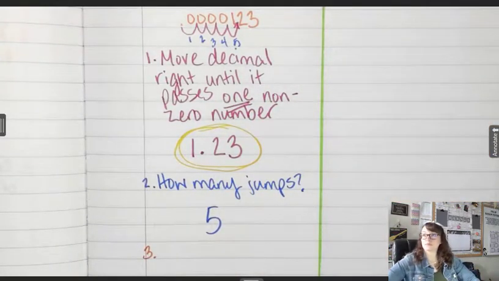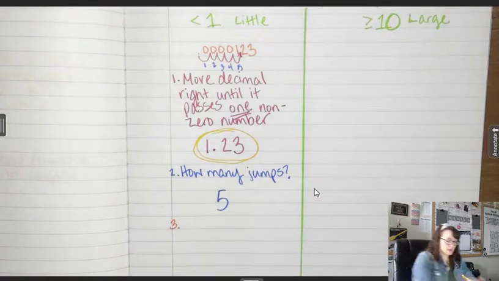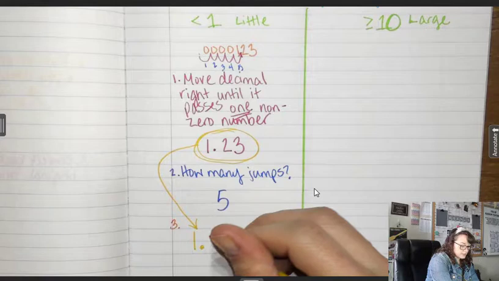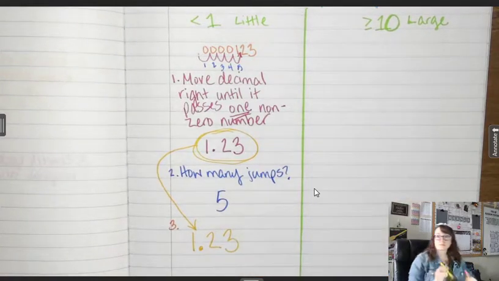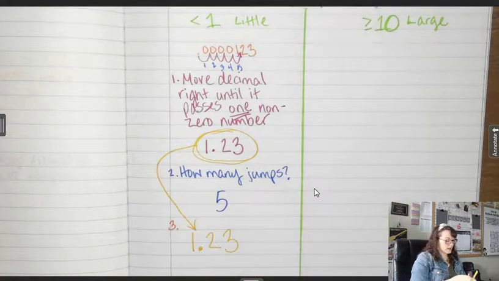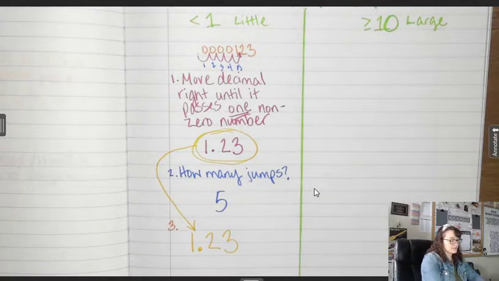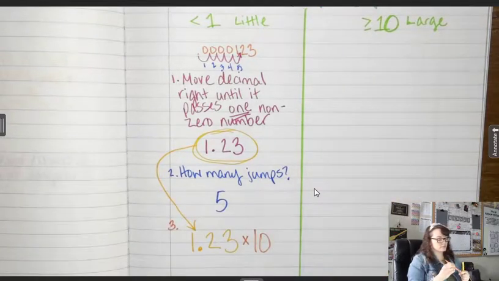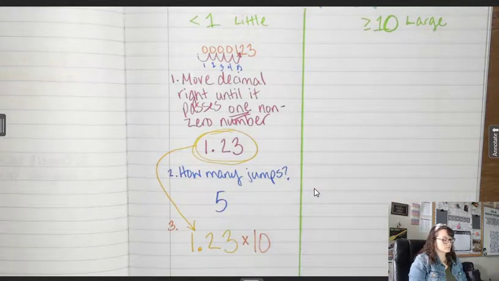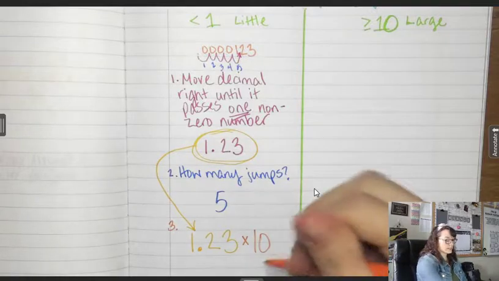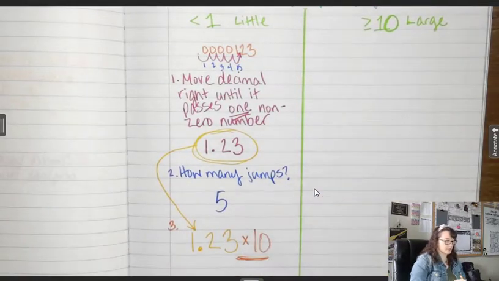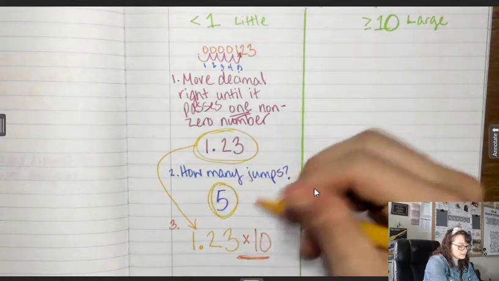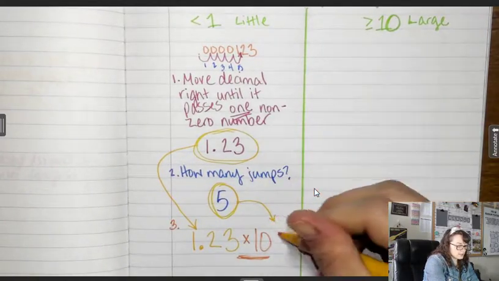1.23, and I'm going to write it 1.23. This next part is because it's scientific notation, times 10. This is always going to be times 10. This is what makes it scientific notation. Then I take my exponent and I put it here.